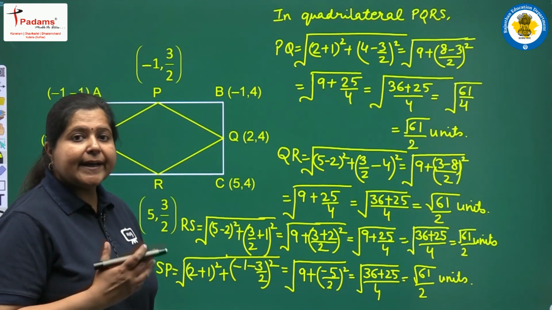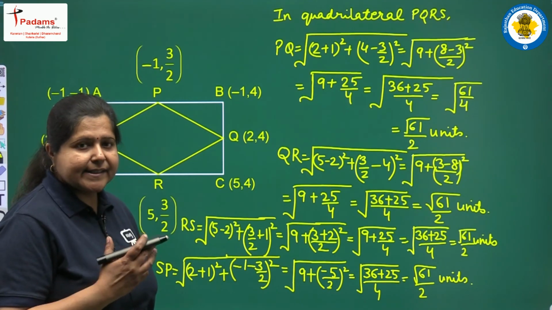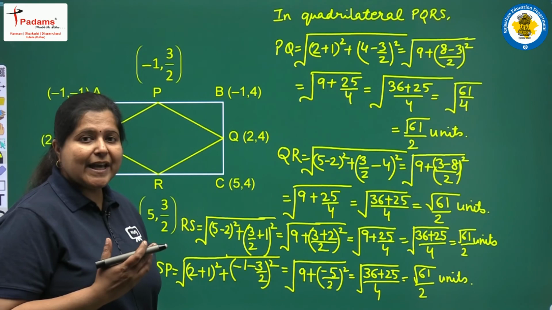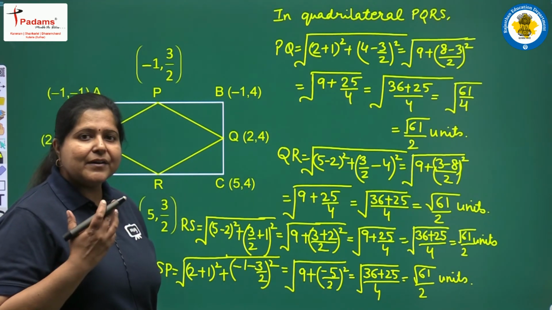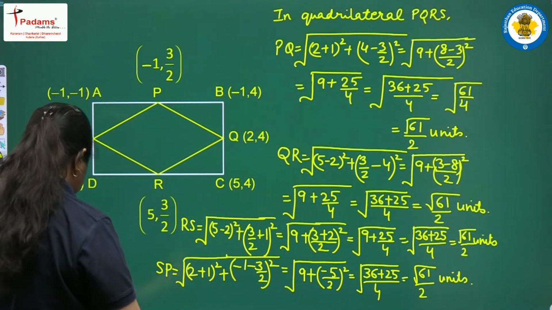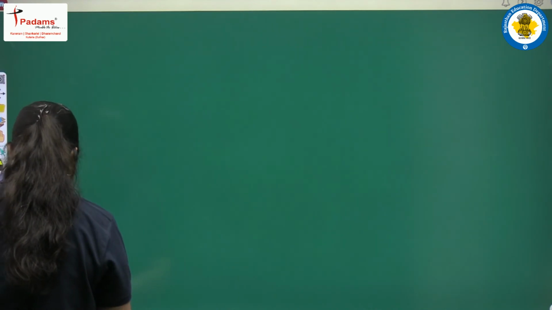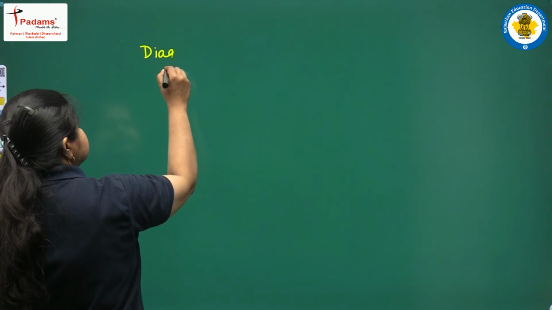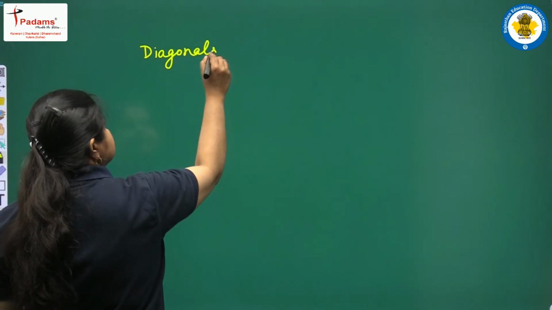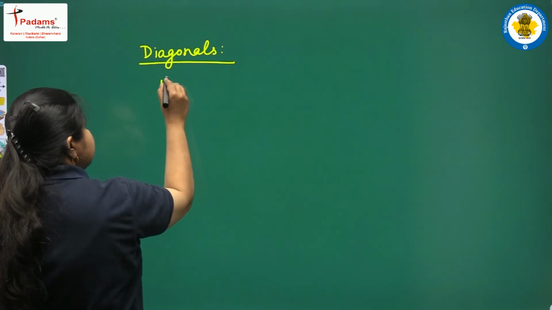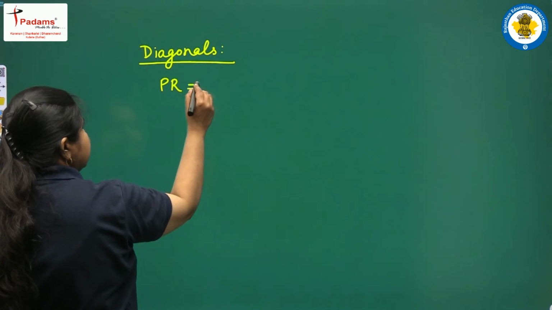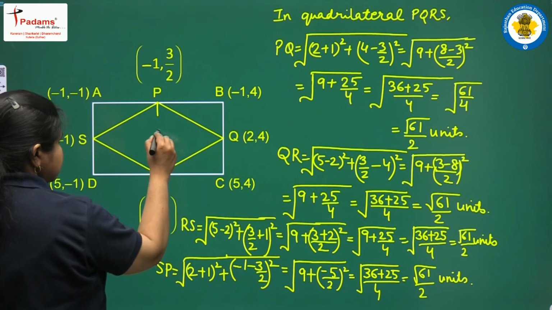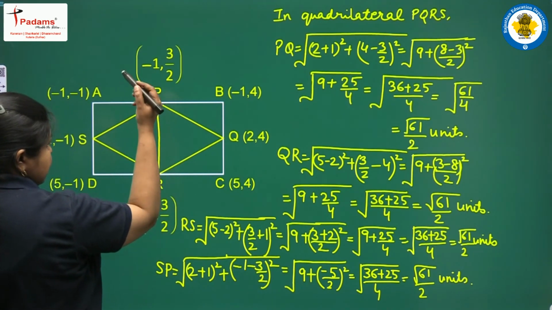We need to find the length of the two diagonals. If the two diagonals are equal, then it will be a square, and if the two diagonals are not equal, then it will be a rhombus. So we take one more page, and now we find the diagonals. First we find PR, okay, square root, let us see PR. This is the first diagonal.